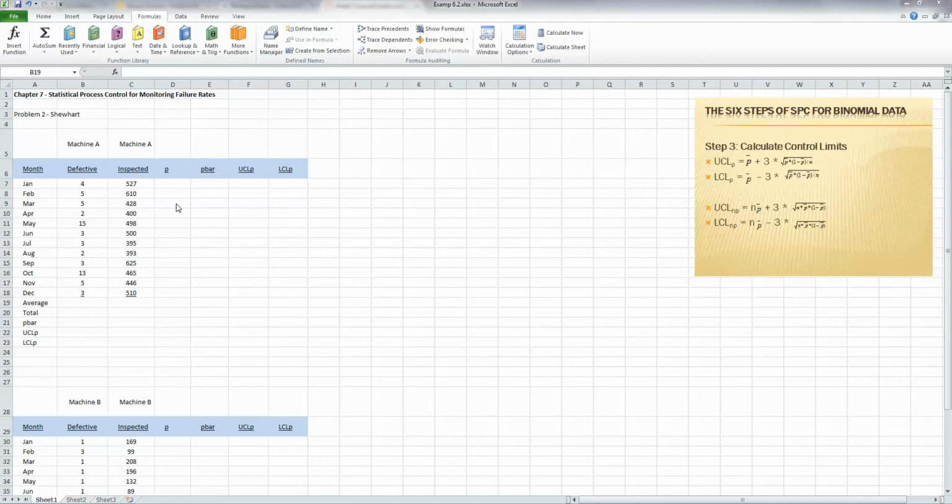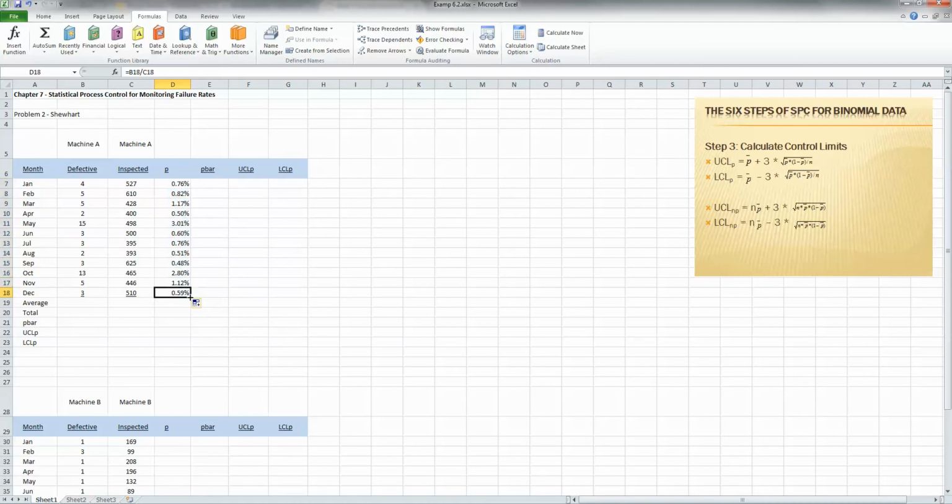Very important differentiation there. So first of all, we're going to do just a simple calculation of the percentages of machines that are defective each month. And we do that just by taking the number that are defective and dividing it by the number that were inspected, and we get 0.76%, so not too many, less than 1%. And then we can just copy that down and get the average.